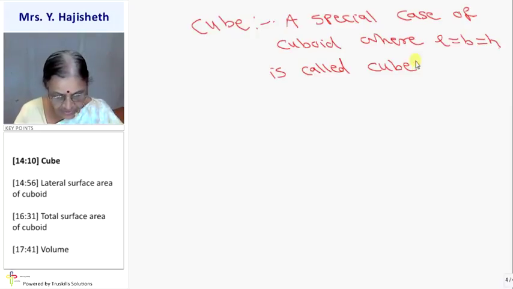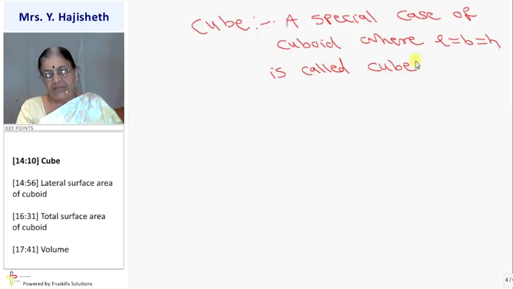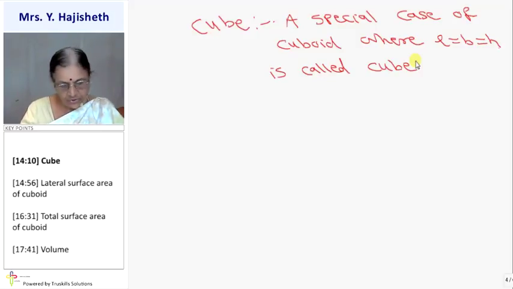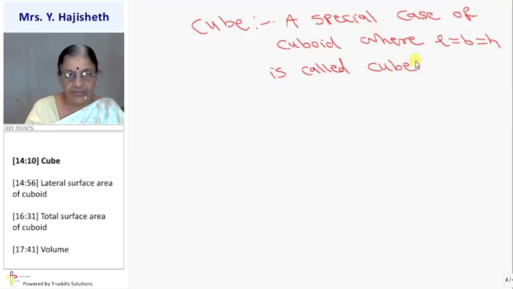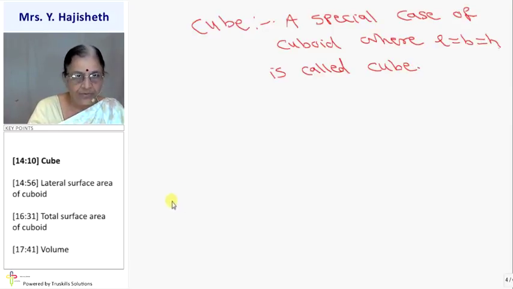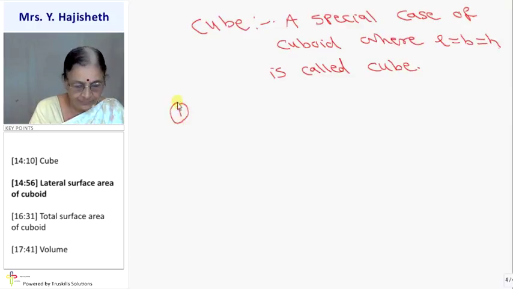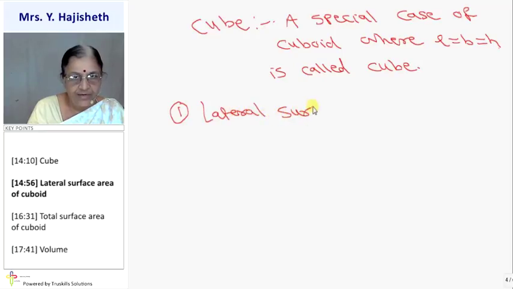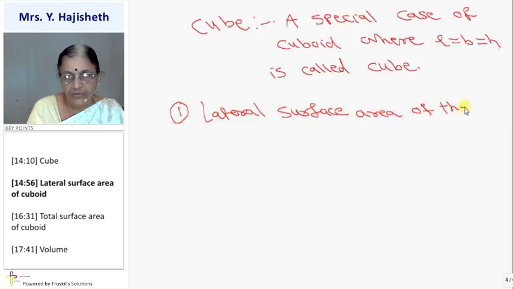Now we are going to discuss surface area, lateral surface area and volume of cube as well as cuboid. We will discuss their formulas and we should remember those formulas. Okay, without formulas you can't do any sum. First is lateral surface area, मतलब आजू बाजू वाला area of the cuboid.